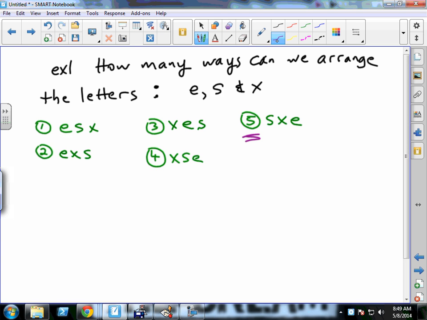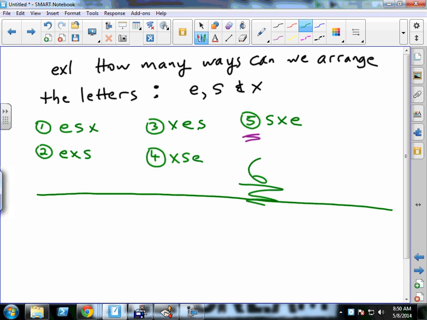Is there another way? Oh, there's 6. Okay, you're right. So there is a 6th way. I'm not going to write it, but there are 6 ways to arrange those 3 letters, right? Well, let's try this again. So we'll call that example 1 part A.